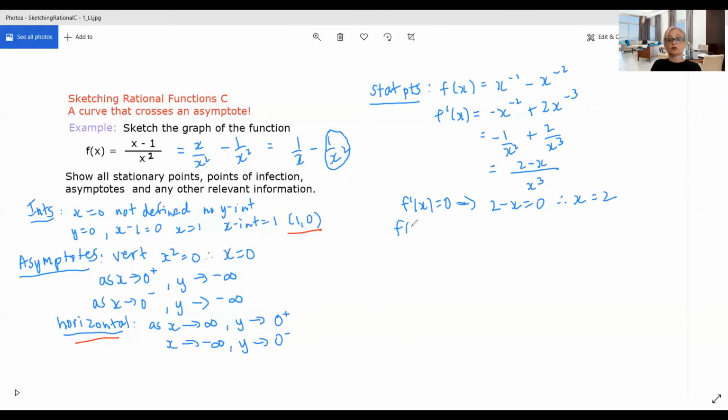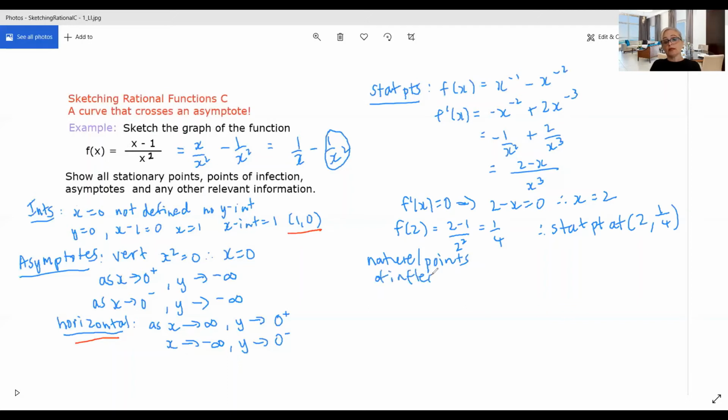So f of 2, we're just going to sub in. It's probably easiest to sub into this version in this case. So 2 minus 1 on 2 squared, which of course is a quarter. So we know we've got a stationary point at (2, 1/4). So we've found, and that's the only one, all right? Now we need to determine the nature of the stationary points and any points of inflection.